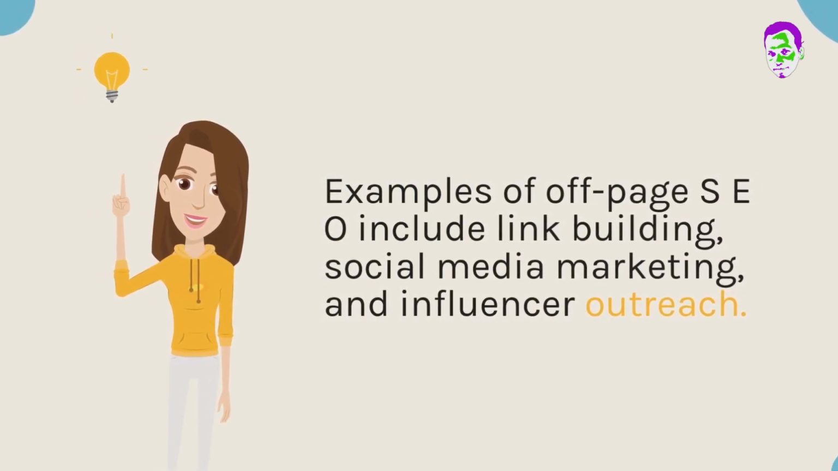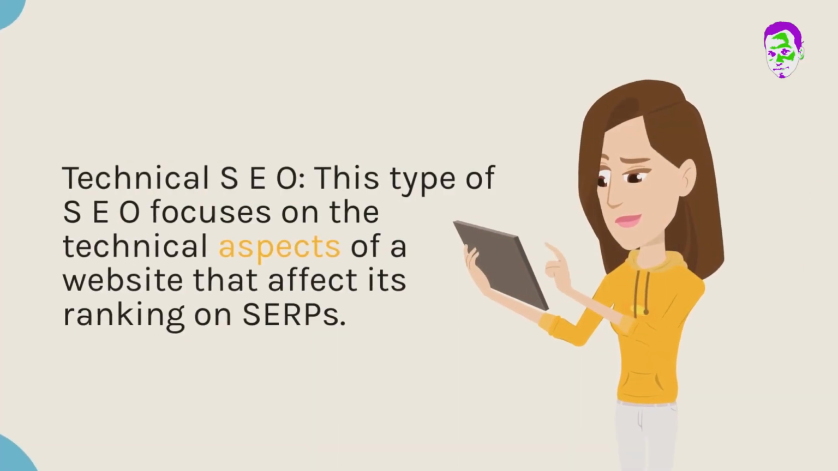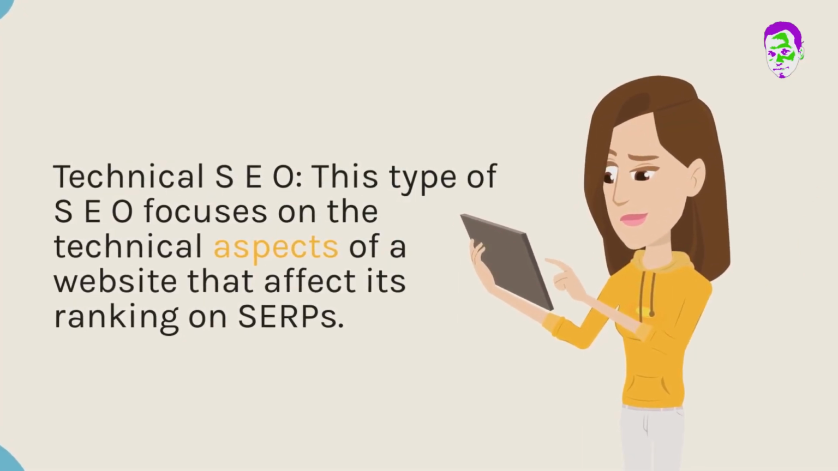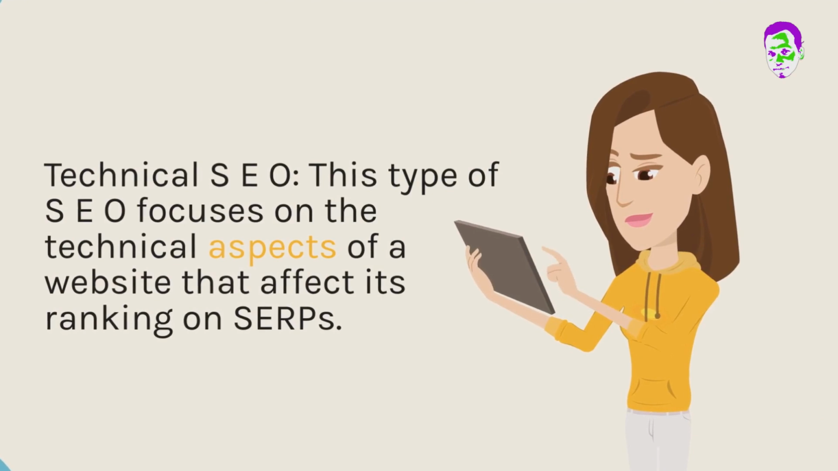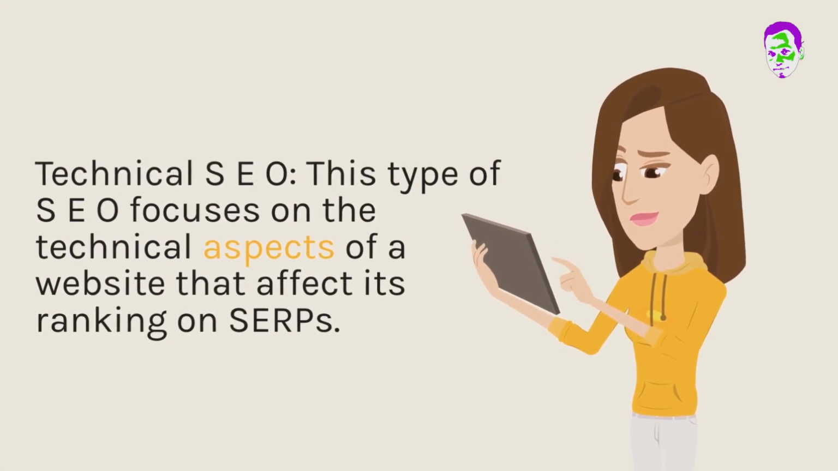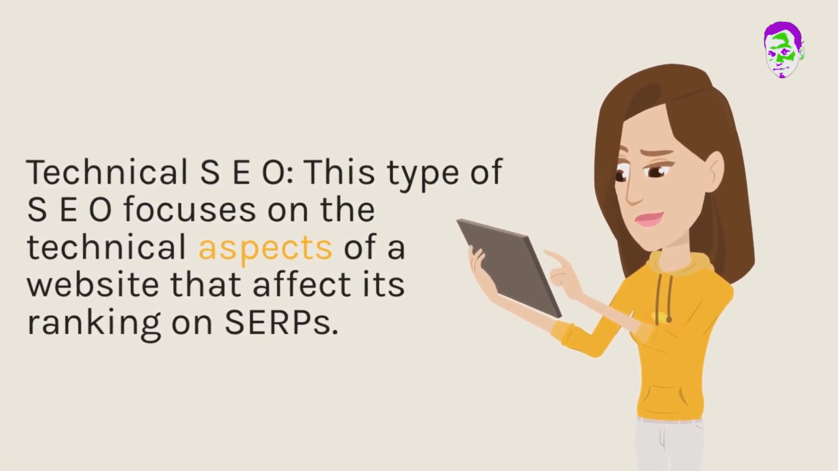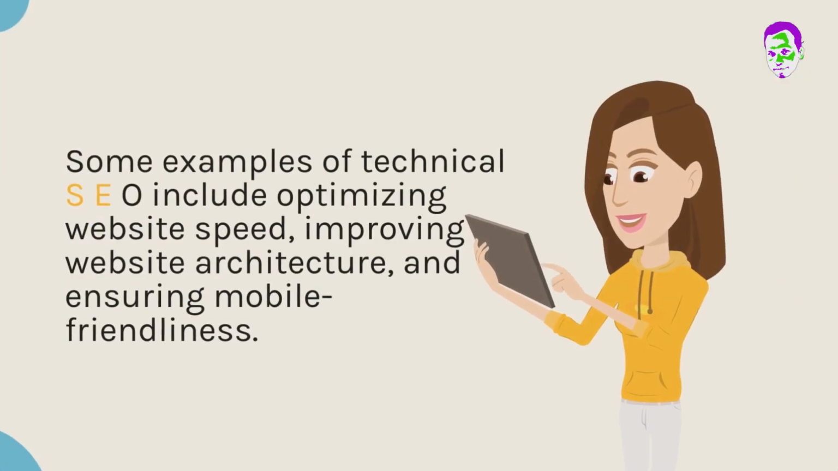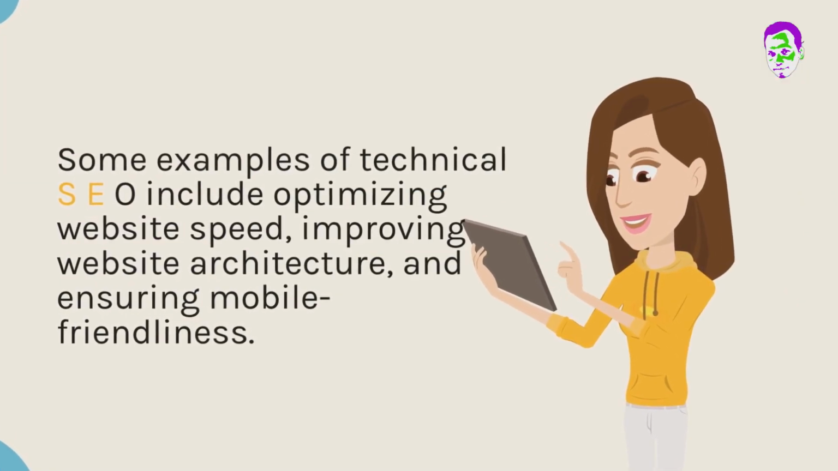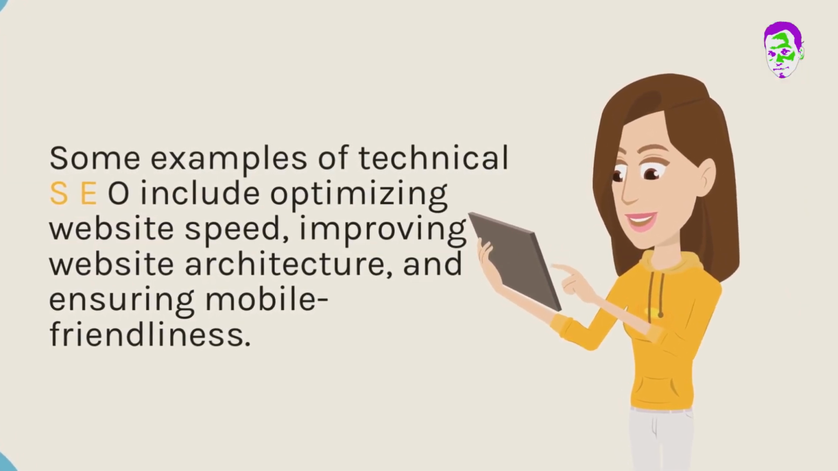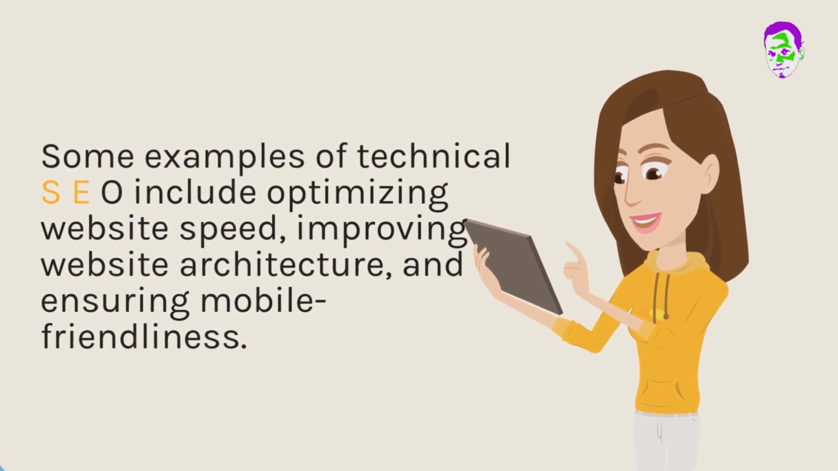Technical SEO. This type of SEO focuses on the technical aspects of a website that affect its ranking on SERPs. Some examples of technical SEO include optimizing website speed, improving website architecture, and ensuring mobile friendliness.